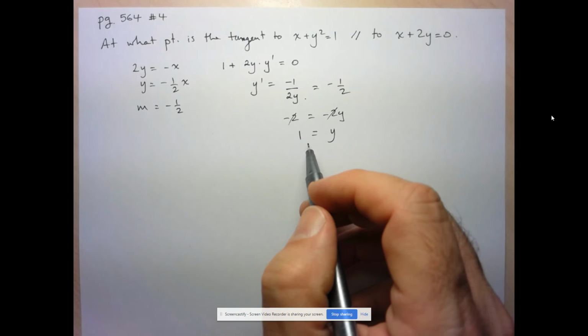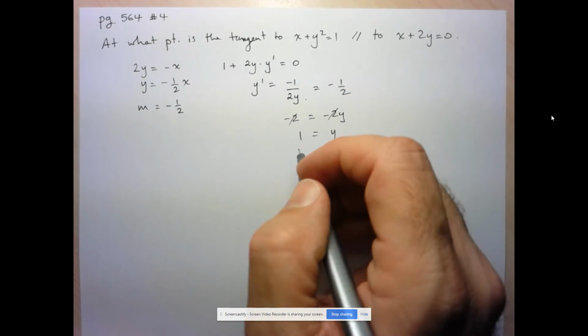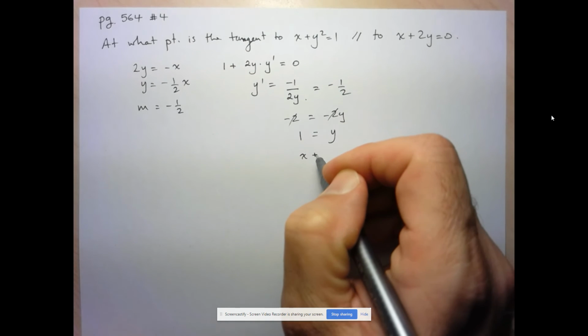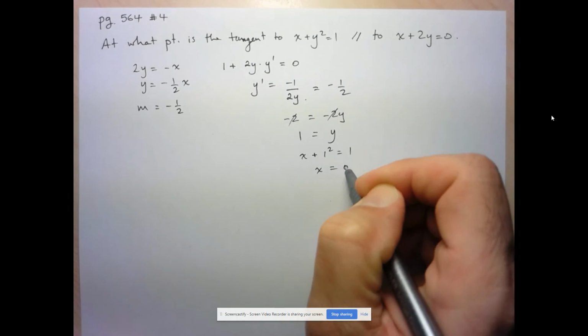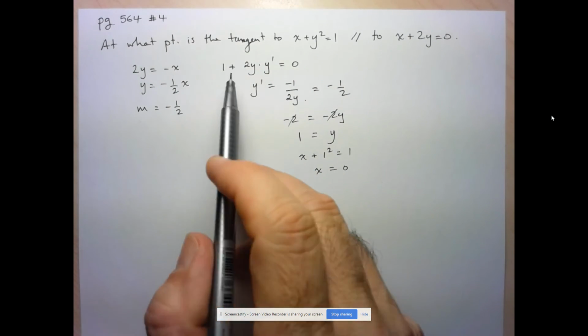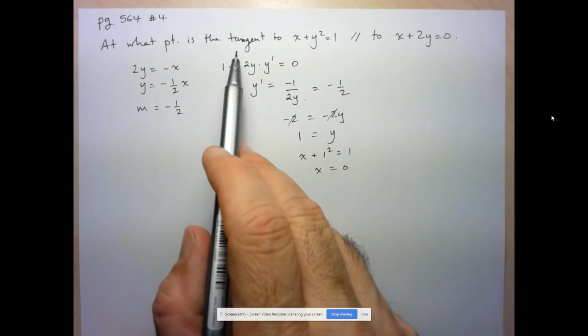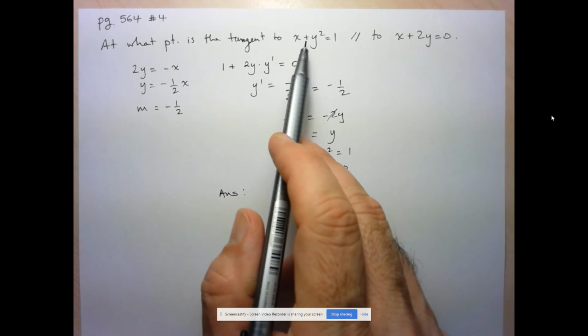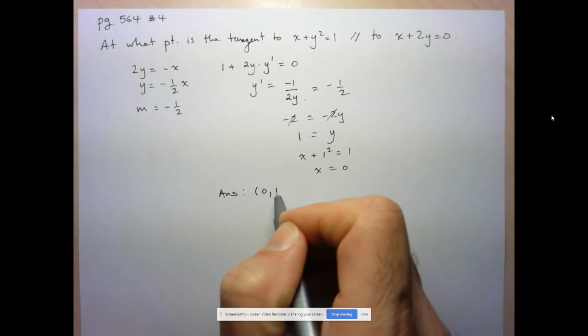Now we have to determine the x value, and to do that, we're just going to input that back into the equation. Wherever I see y, I'm going to put 1 instead, and so it turns out that x is going to be equal to 0. So the answer: at what point will this tangent line to the curve be parallel to this line? At the point (0, 1).